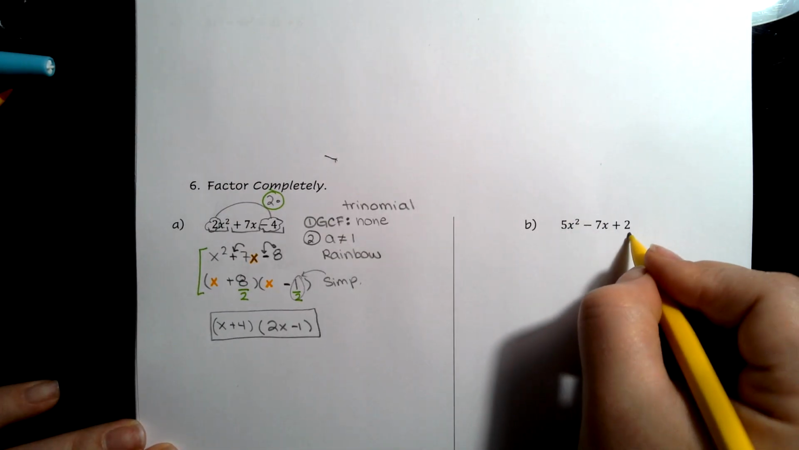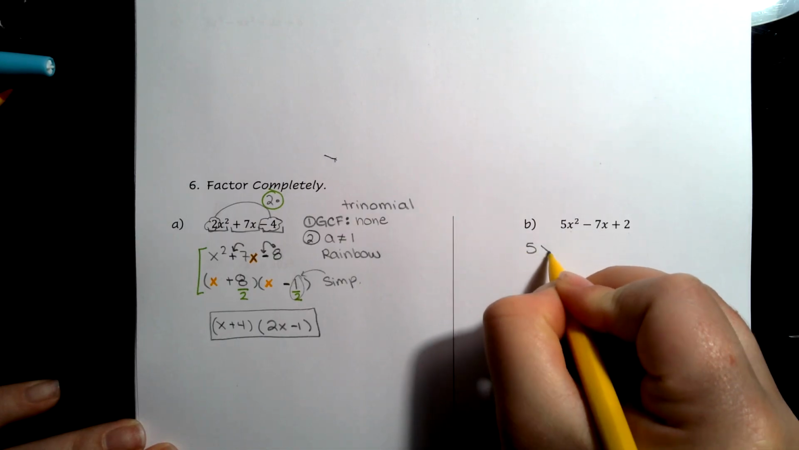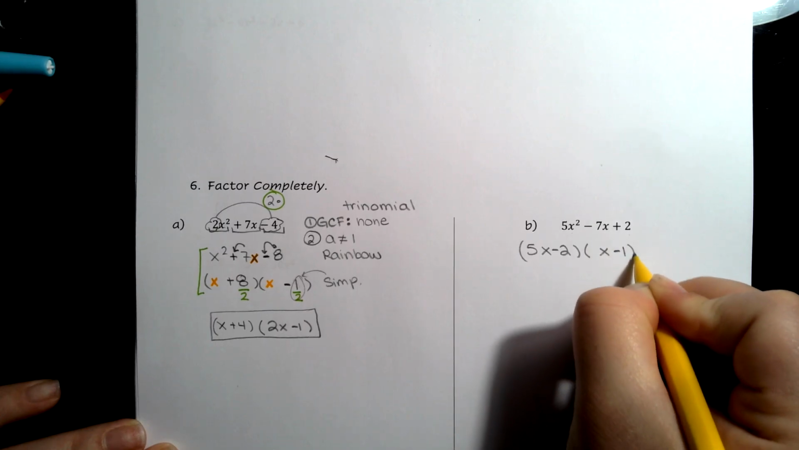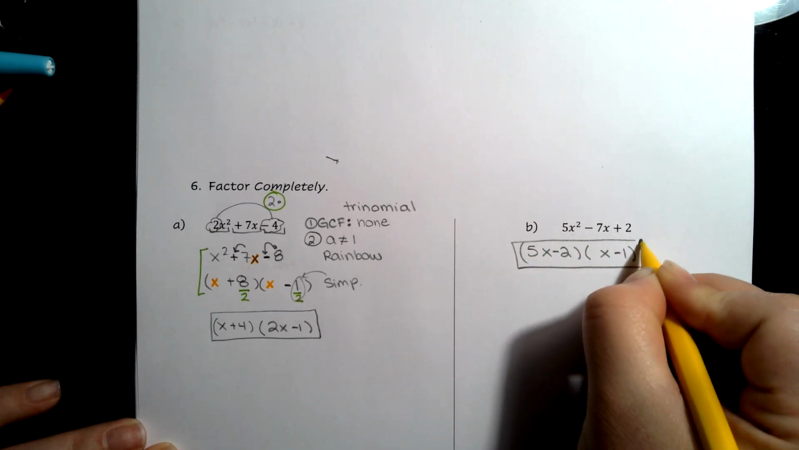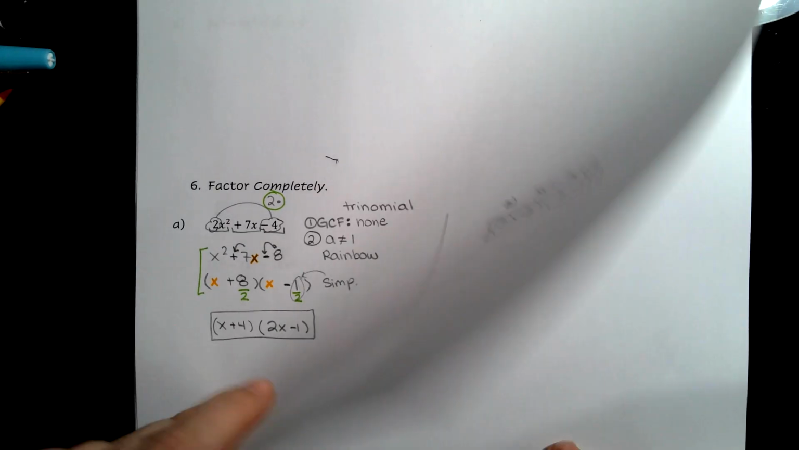For this one here, very similar. There will be no GCF on this one. And your factors are going to be 5x minus 2 and x minus 1. Okay, moving on. Again, you have to show me work for credit.